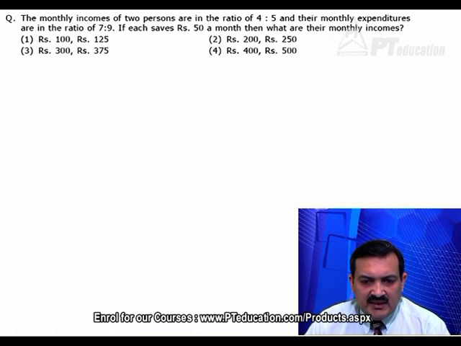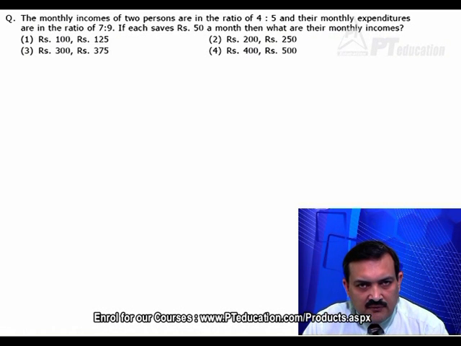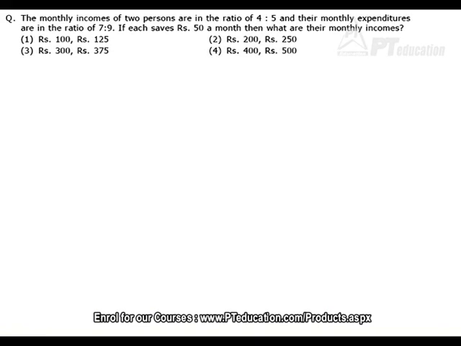The question reads: the monthly incomes of 2 persons are in the ratio of 4:5 and the monthly expenditures are in the ratio 7:9. If each saves rupees 50 a month, then what are their monthly incomes? Here is the solution. Let us say the monthly incomes are 4x and 5x, and the monthly expenditures are 7y and 9y. Remember, if income is taken in x, expenditure has to be taken in a different variable y, because ratios can never be of 2 different things.